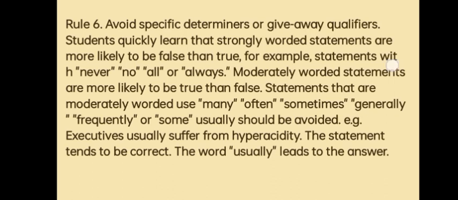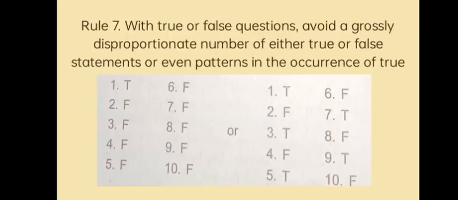Then rule number 7, with a true or false question, avoid a grossly disproportionate number of either true or false. Same as in the picture. You should not give a signal through a disproportionate number in your test items, like many false and only a few true, or many true and only a few false, or putting obvious hints like TF, true false, in your test items. You should avoid this. And this is rule number 7.